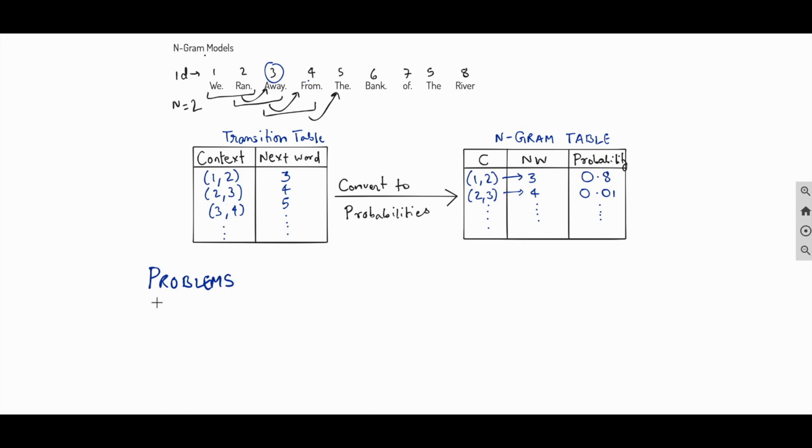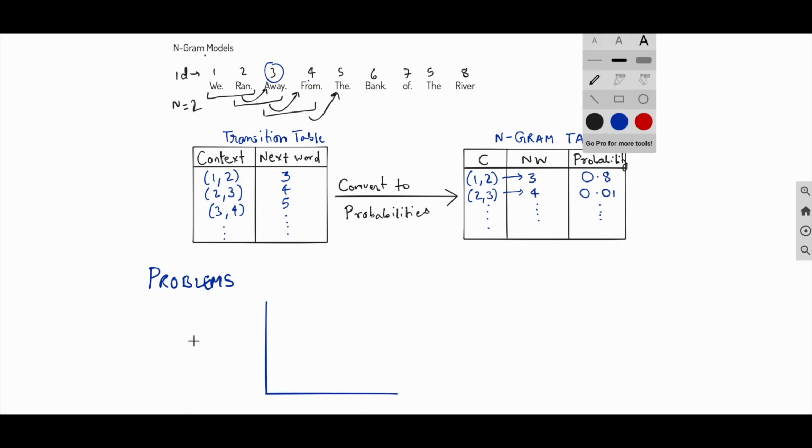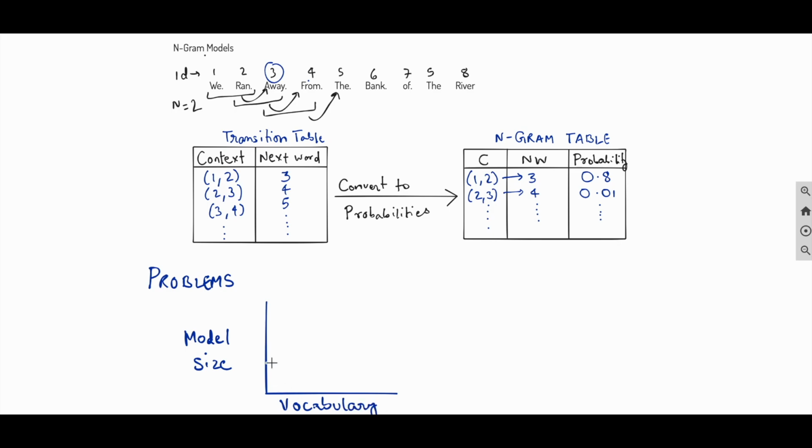Next, let's look at some of the problems with this modeling approach. One of the biggest problems with n-gram models is that they are not able to scale. If we look at the relationship between model size and vocabulary, we see that model size grows exponentially as our vocabulary becomes larger. If we take our example of n as 2 and a vocab of 8, we can have 64 items at max in our n-gram table.